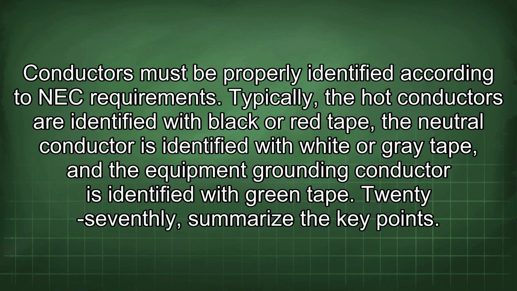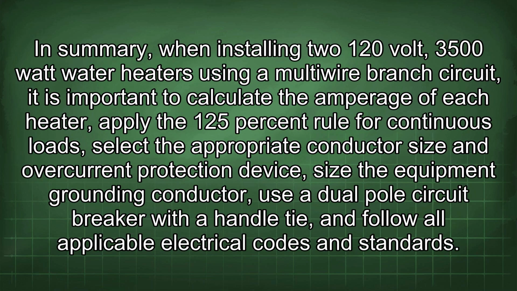27th, summarize the key points. In summary, when installing two 120 volt, 3500 watt water heaters using a multi-wire branch circuit, it is important to calculate the amperage of each heater. Apply the 125% rule for continuous loads.